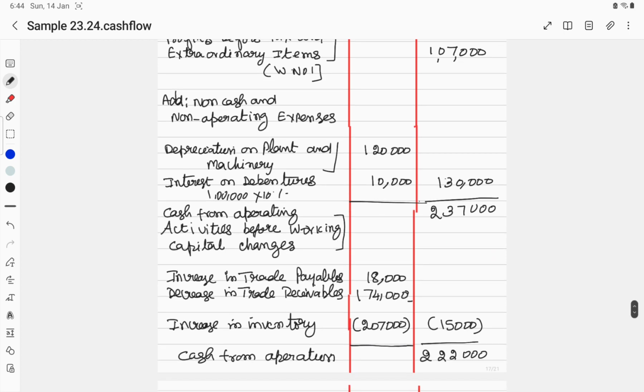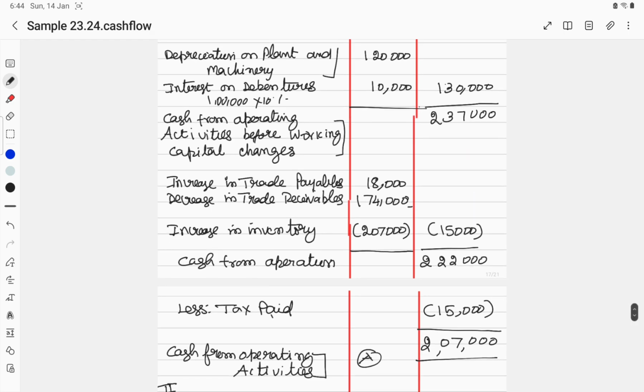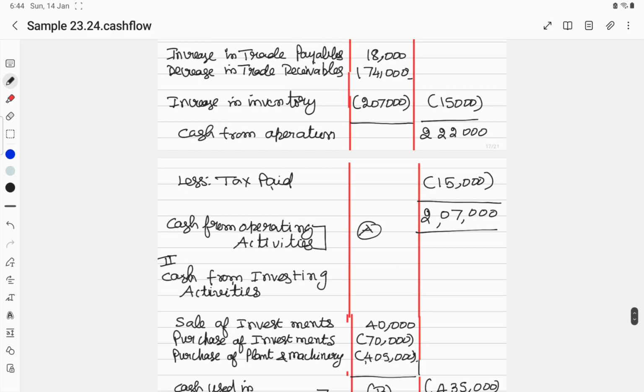Increase in trade payables 18,000. Decrease in trade receivables 1,74,000 and increase in inventory 2,07,000. Totally 15,000, a negative figure. Therefore cash from operations 2,22,000. Less tax paid 15,000. So we get cash from operating activities 2,07,000.